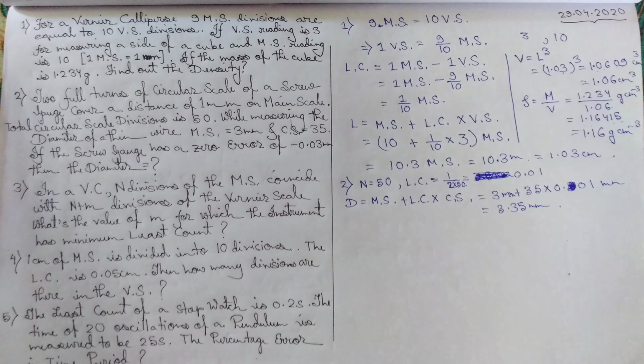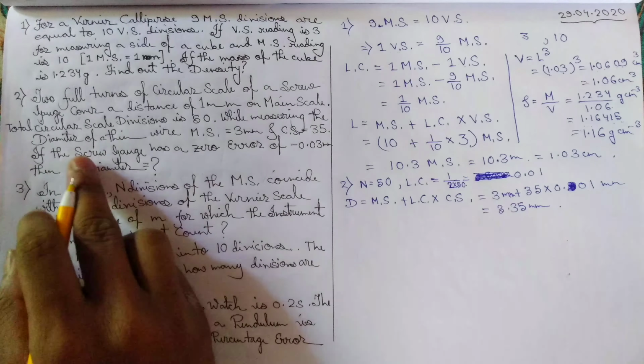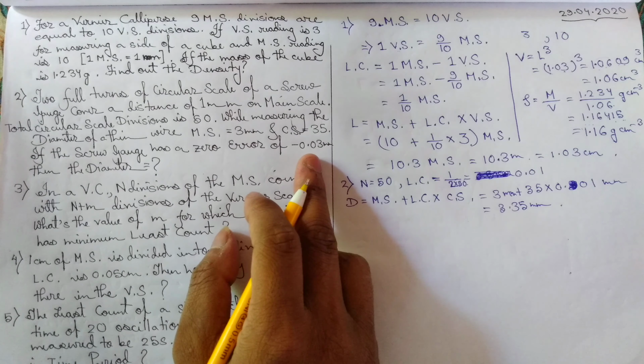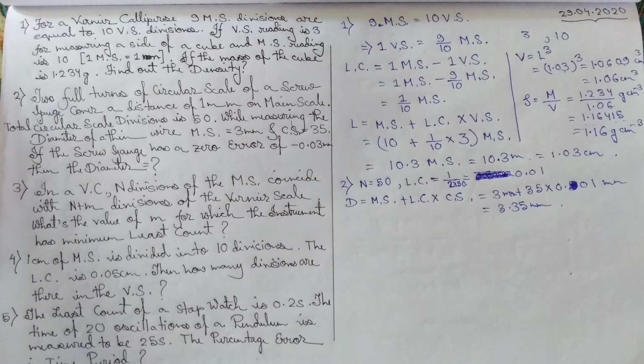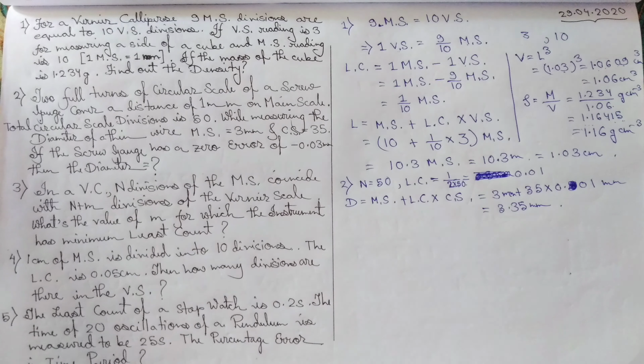Now here an extra point is given: the screw gauge has a zero error of minus 0.03 millimeter. So what is zero error? If you are familiar with the screw gauge, it is easy to realize, but if you are not, then you have to wait for my next video.